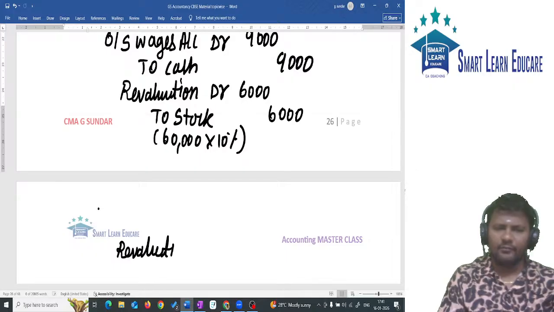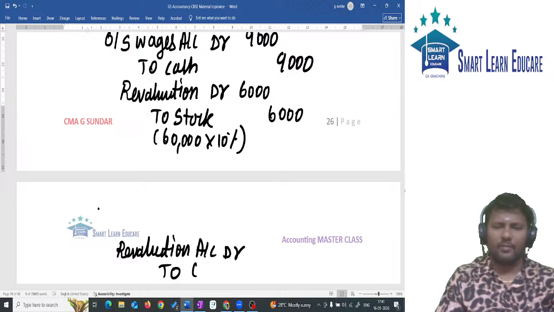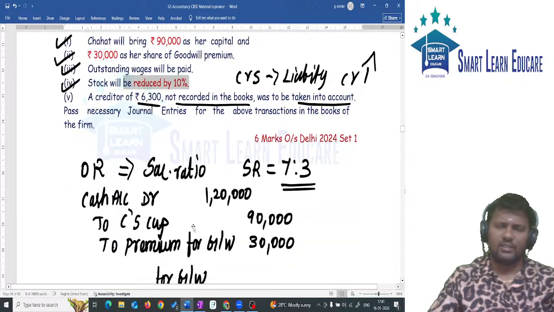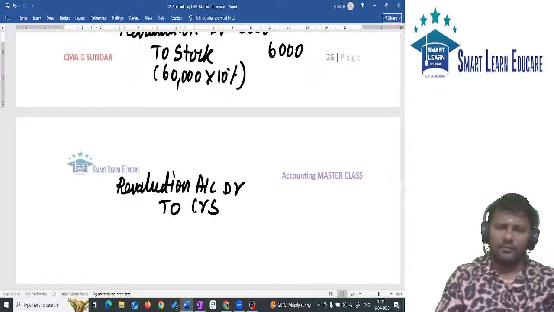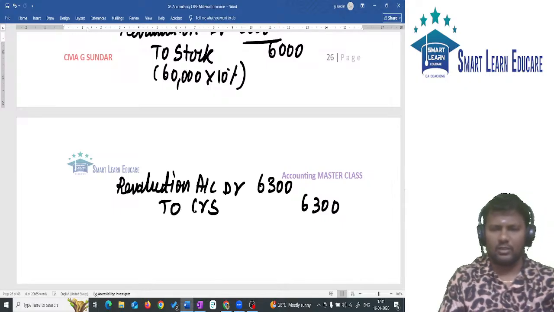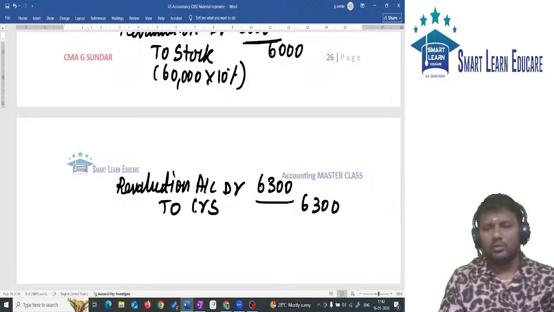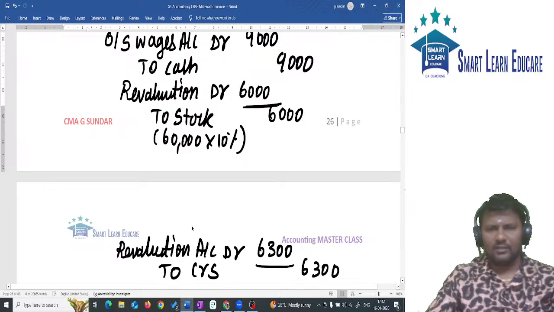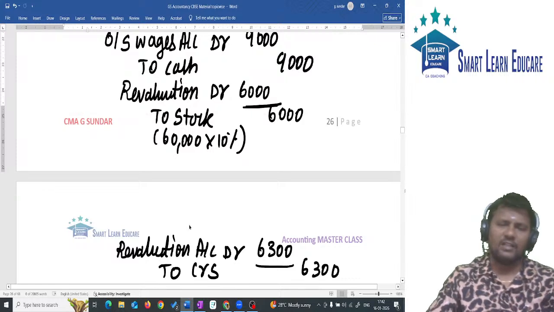Revaluation account debit to creditors. How much is the amount of creditors? Creditors amount is 6,300. Total, what is your revaluation loss? Already we have debited revaluation to the extent of 6,000. Now we debited to the extent of 6,300. So totally revaluation account should be debited with 12,300. So this should be treated as revaluation loss. This revaluation loss should be transferred to partner's capital.